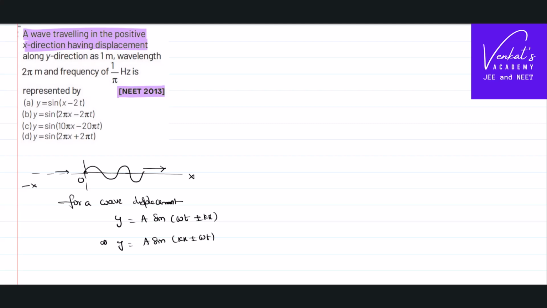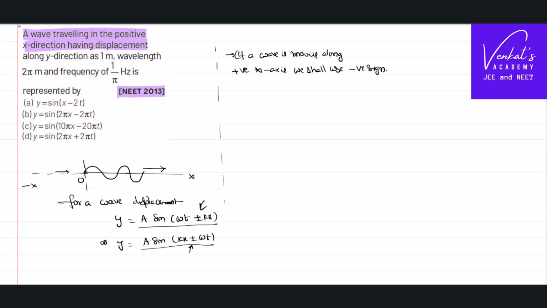First thing that you need to know is, if a wave is moving along positive x-axis, here or here, we shall use the negative sign. That means for a wave moving along a positive x-axis, it could be a sine of omega t minus kx, or this could be a sine of kx minus omega t. You can use any of these formats.